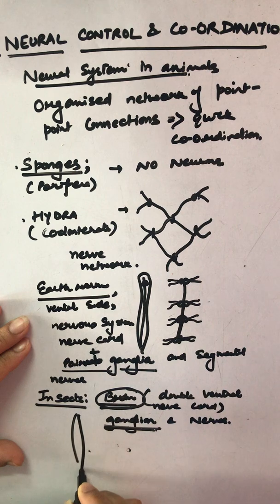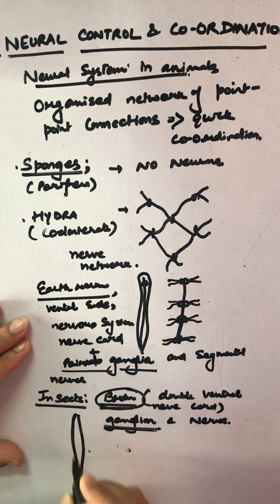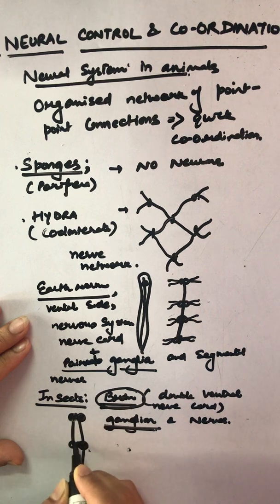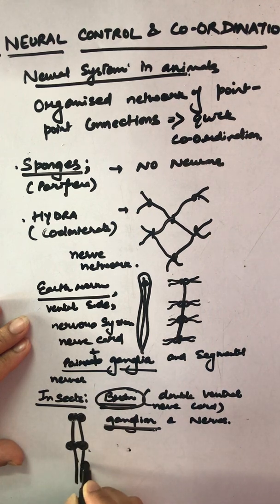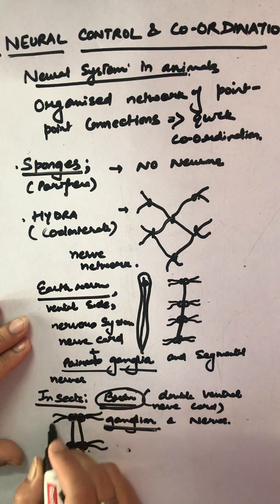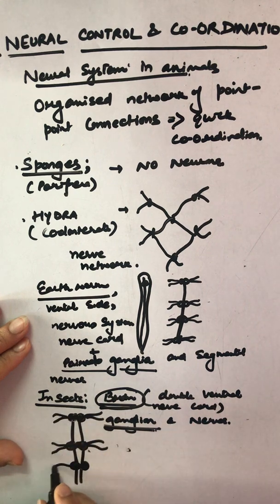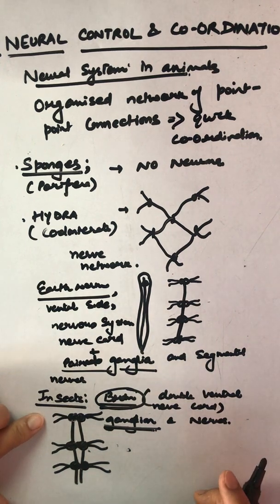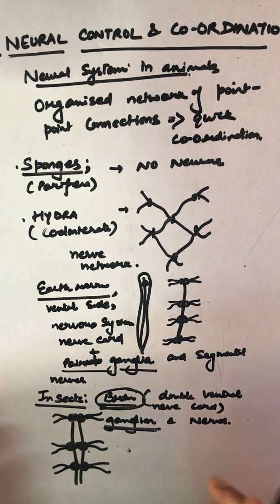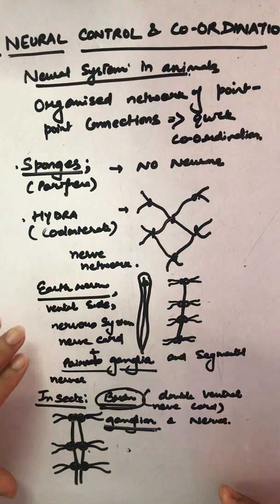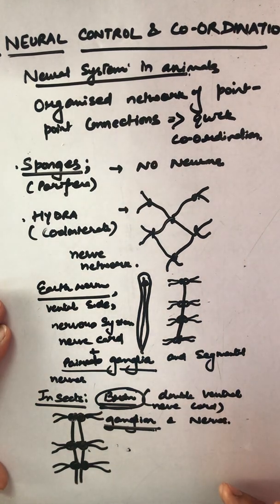In their body, this is the double ventral cord which runs, and they have paired ganglia, and these paired ganglia, or these many brains, process the information through these segmented nerves to the parts of the body. This is the arrangement of neurons, or the structure of the nervous system, present in the lower organisms.